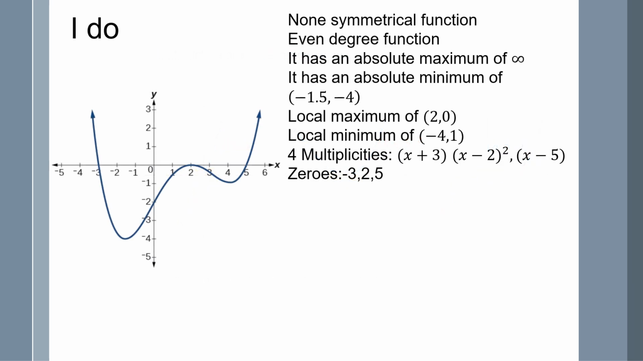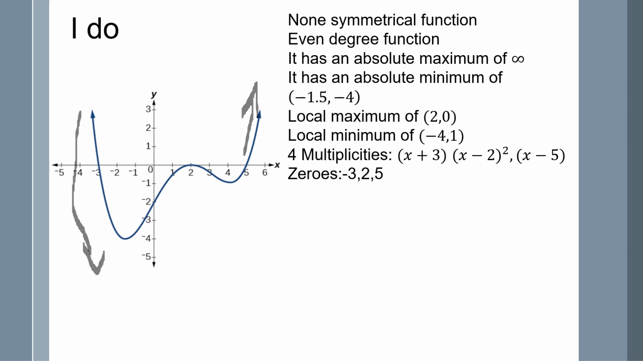All right, so here I left you an example to see what I'm talking about. This is not a perfect symmetry, as you can see, so we cannot say it's a symmetrical function. However, we do know that since the graph falls, but then at the end it rises, this is an even degree function. The absolute maximum is the highest point of the graph, which is infinity. And the lowest point of this is negative 1.54.